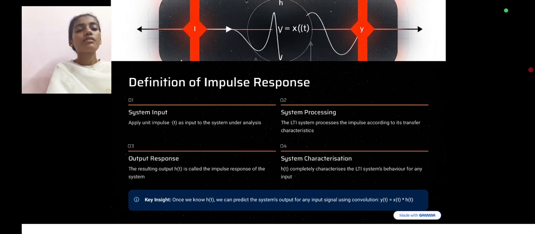So here we can predict the system output for any input using convolution: y of t equals x of t star h of t. Here x of t is the system's input, h of t is the system's processing, and y of t is the output response.